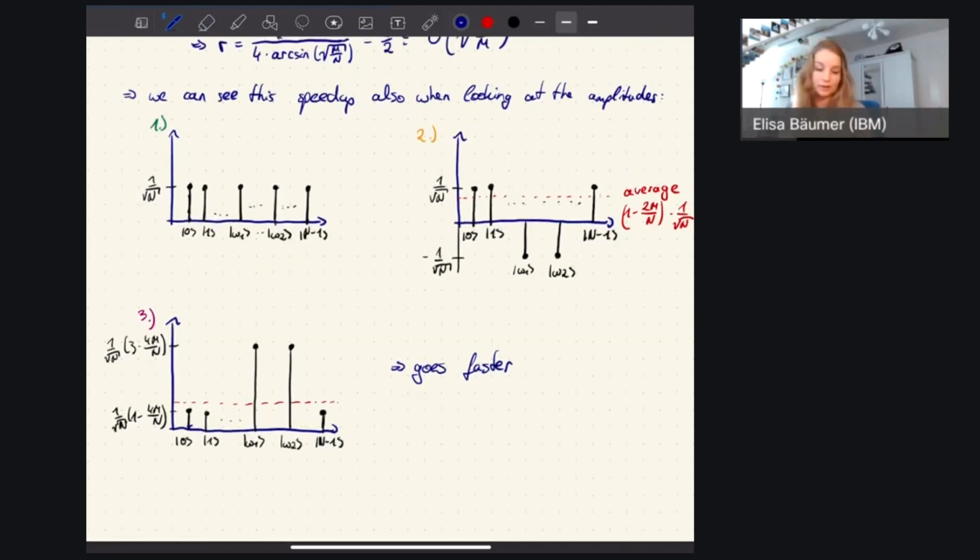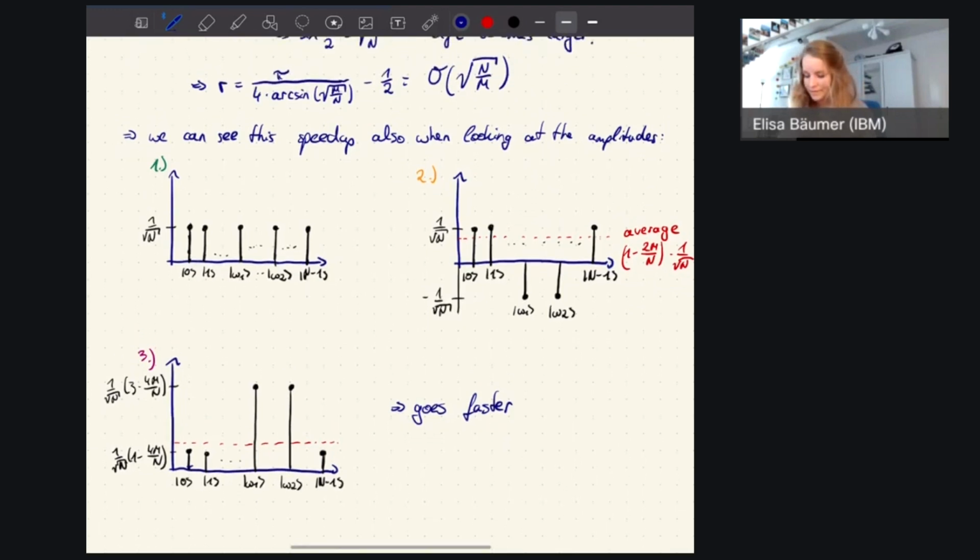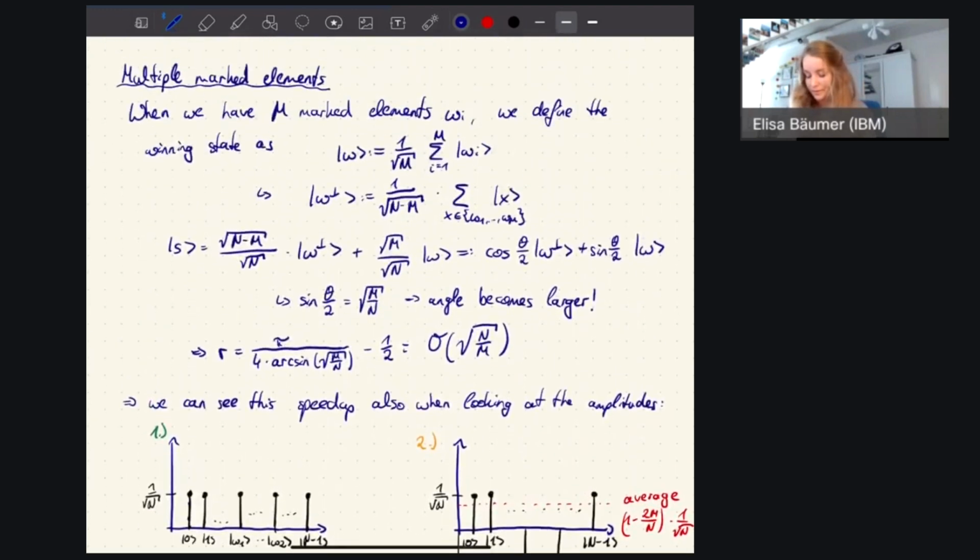But yeah, so with more marked elements, as one would also expect from the classical case, it's easier to find a solution if there are more solutions. So yeah, we will have some speed up, but still it will go as square root of n over m, so it goes still much faster than the classical algorithm.